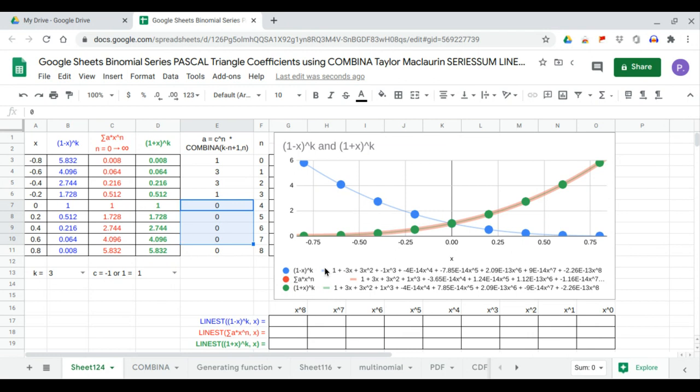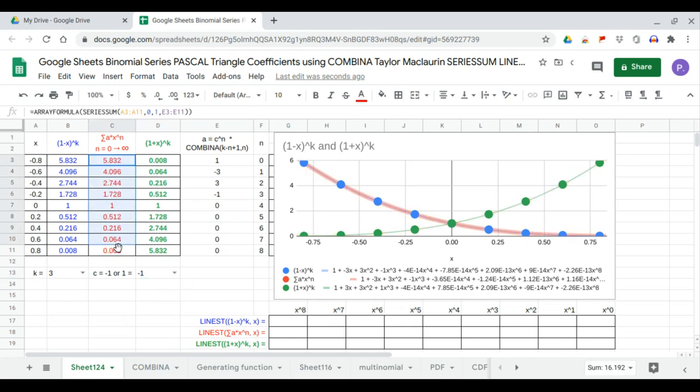Now we can calculate the regression coefficients of this trend line equation. So our trend line now is 1. If it is negative 1, the red Taylor-Maclaurin series sum expansion is on the blue datasets. If it is positive 1, the Taylor-Maclaurin series expansion is the same as the green dataset. So the red is on the green datasets.